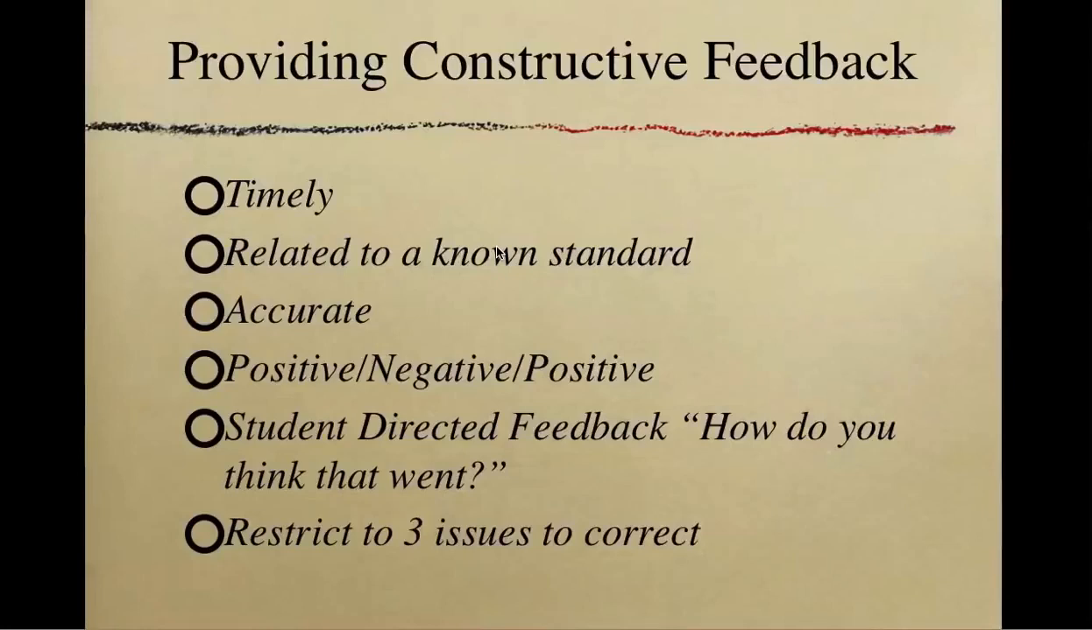Another way to do it is allow the student to direct that feedback. How do you think that went? How did you think you did? And allow them to start it, which may be, and often is, negative and then positive. And always restrict it to 3 things you're going to correct. One of the challenges we often face is we try to correct way too many things. Just pick the top 3.